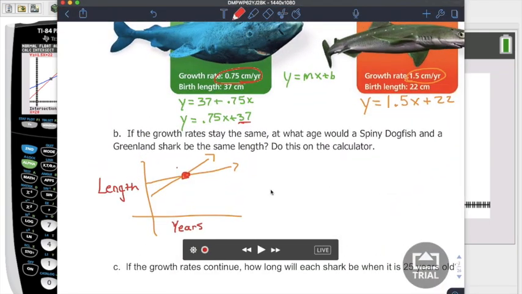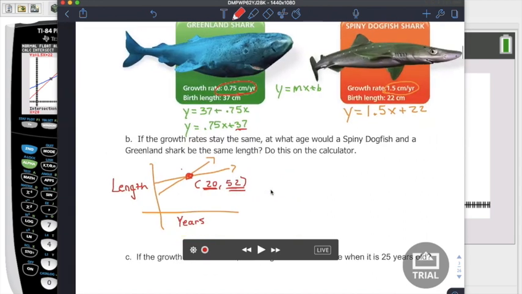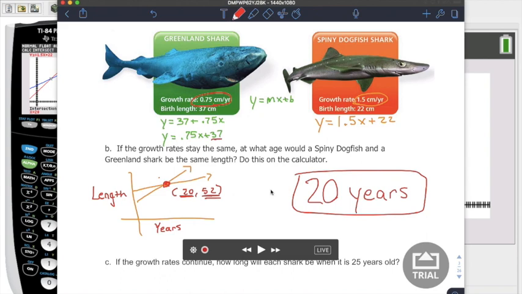Okay, cool. So that intersection was 20, 52. That means in 20 years, their lengths will be the same at 52 centimeters, and that's what we're trying to find. The growth rate stays the same. At what age would a spiny dogfish and a Greenland shark be the same length? So 20 years. I guess I forgot to read the actual question, but yeah, we're trying to figure out when they're going to be the same. So 20 years.